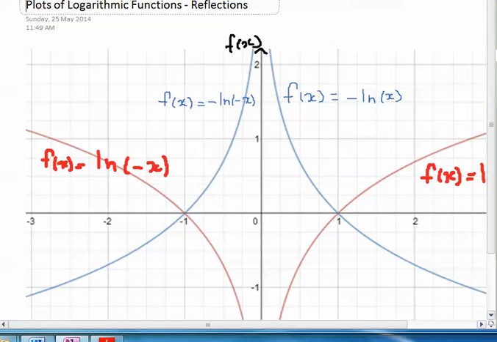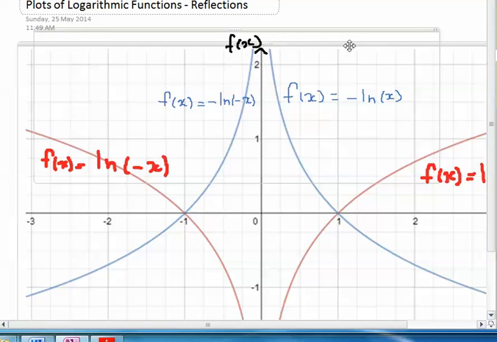So in the next clip we'll be doing some worked examples. Look out for those.